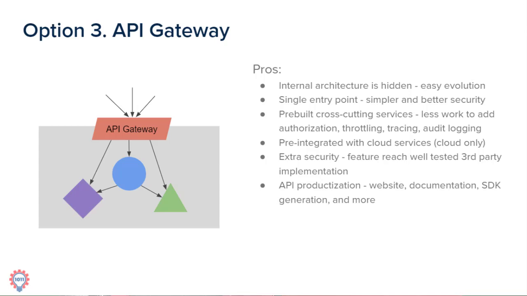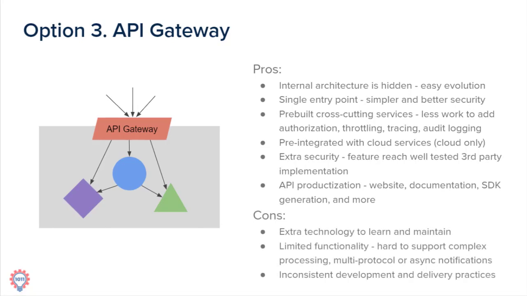API gateways are implemented by companies that focus on security, and delegating that security to teams that know how to do that will help you to make your system a lot more secure. And if you use an API management platform, you'll get a lot of functionality. They will generate external websites for your clients, generate documentation, client SDKs, and do a lot more.